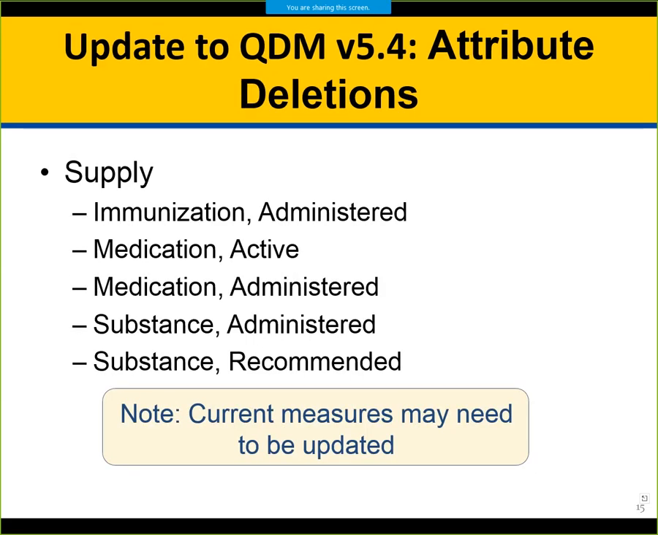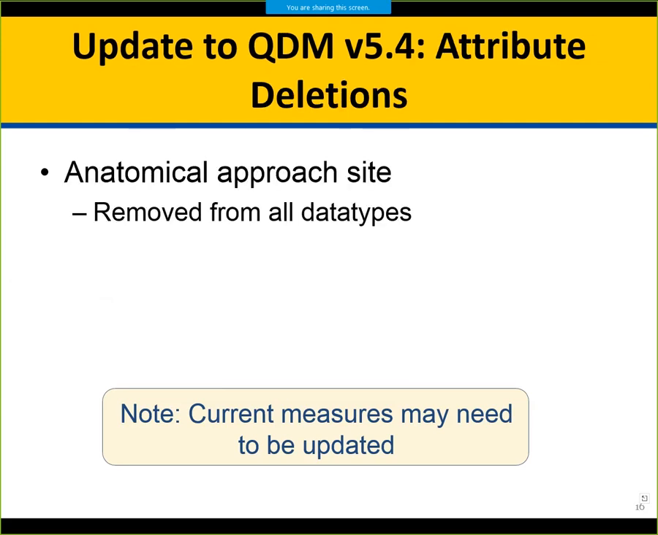Some attributes were removed from the QDM version 5.4. The attribute supply was removed from immunization administered, medication active, medication administered, substance administered, and substance recommended. Anatomical approach site is no longer available for use.